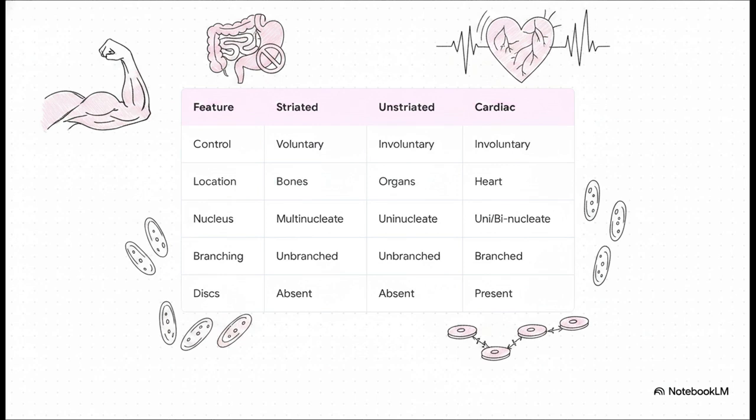Structurally, it's super interesting to note that striated muscles are multinucleated, meaning they have many nuclei per fiber, whereas unstriated generally has just one. And those intercalated discs we just talked about, the ones that keep the heart beating in that perfect unified rhythm, those are absolutely unique to the cardiac muscle. You won't find them anywhere else.